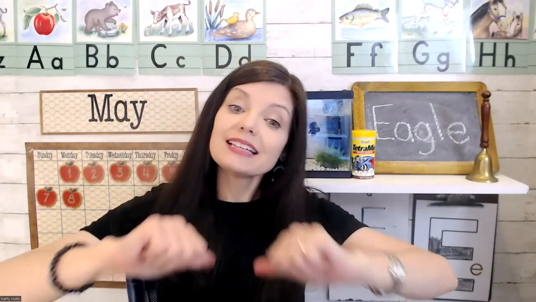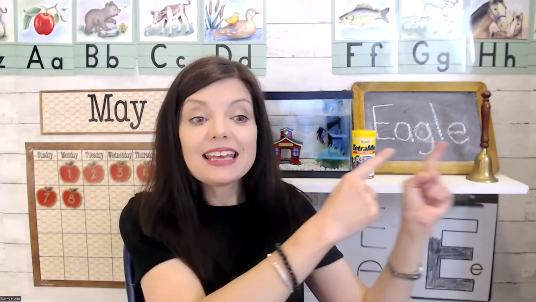Well, E can make another sound. E can also say its own name, E, as in eagle. So the two sounds of E are eh and E. All the vowels make two sounds.